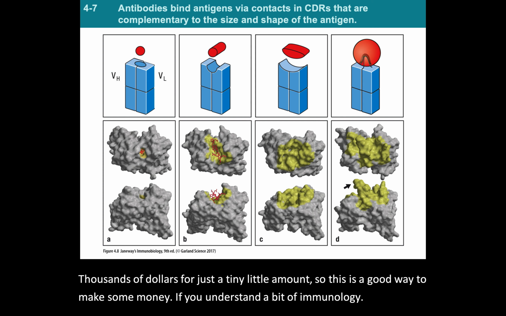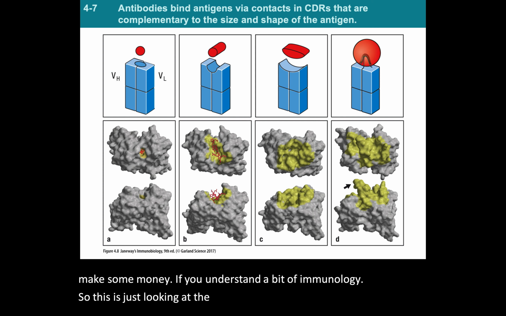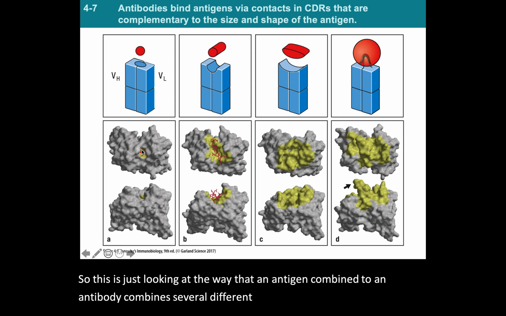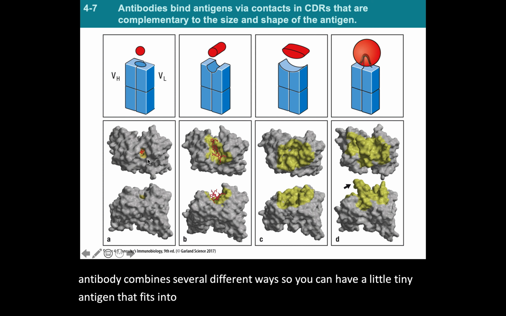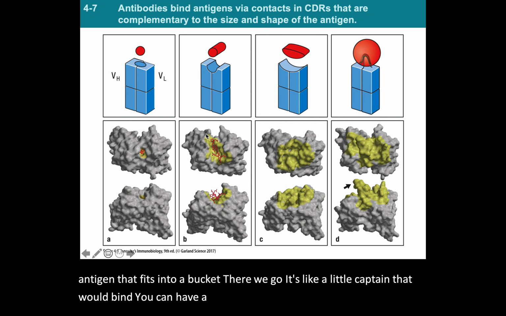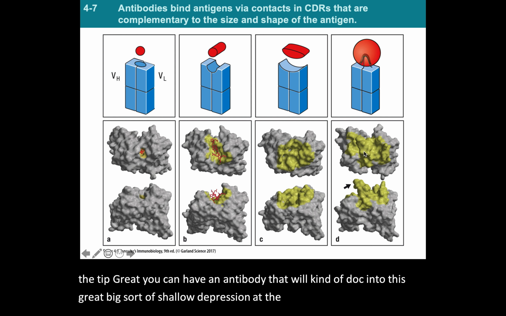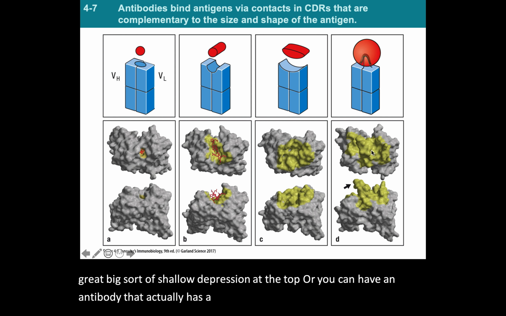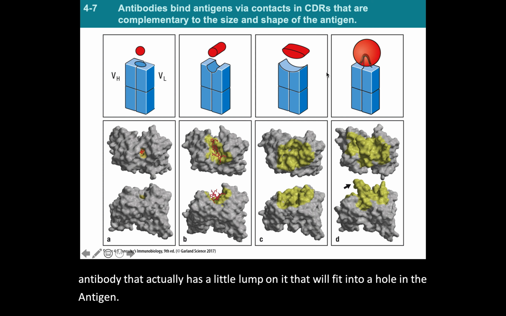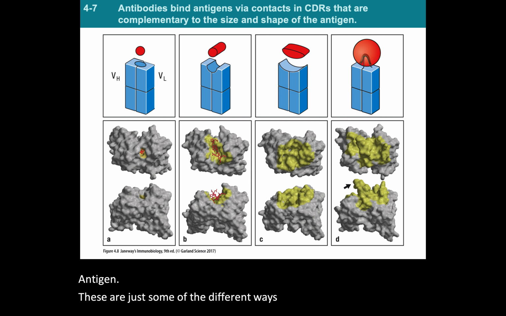Okay, so this is just looking at the way that an antigen can bind to an antibody. It can bind several different ways. So you can have a little tiny antigen that fits into a pocket. There we go. That's like a little hapten that would bind. You can have a big long protein that slots into a groove at the tip. Great. You can have an antibody that'll kind of dock into this great big sort of shallow depression at the top. Or you can have an antibody that actually has a little lump on it that'll fit into a hole in the antigen.